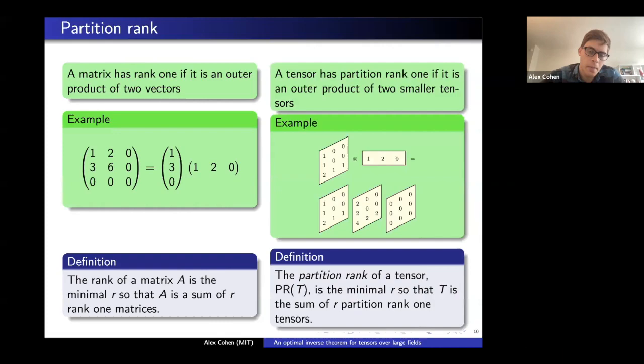Generalizing to tensors, we can take the outer product of 2 tensors in an analogous way. We say that partition rank 1 tensors are the tensors that are an outer product of 2 smaller tensors. So this is a little toy example for the case of 3 tensors. And so partition rank is the minimal R so that T is the sum of R partition rank 1 tensors. Now, there's a distinction between the notion of partition rank and slice rank, which I want to mention on the next slide. But for 3 tensors, they're the same thing.